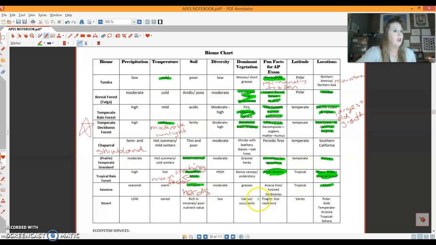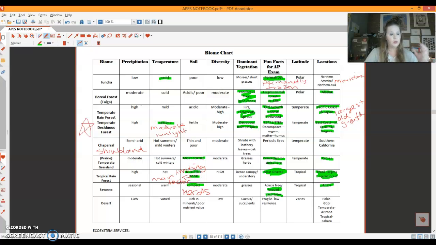Okay, so I'm going to go back over here where it says fun facts for the AP exam. Hooved herbivores. That's one of the tongue twisters. Try to say hooved herbivores 5 times real fast. Compact soil because of hooved herbivores.